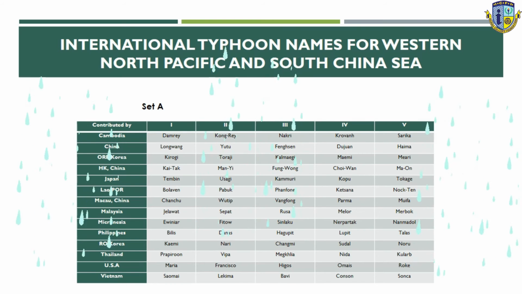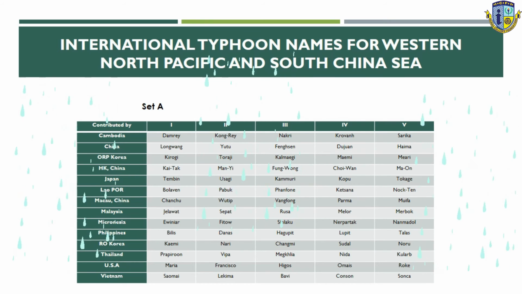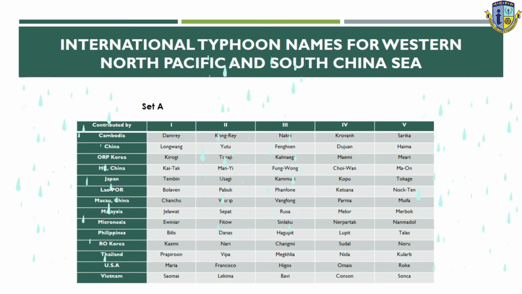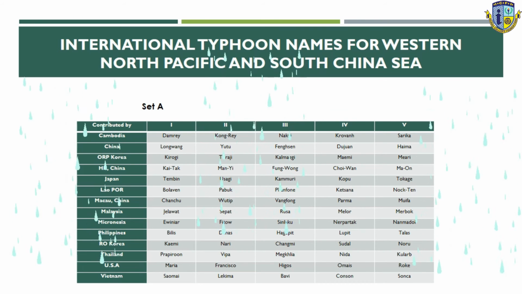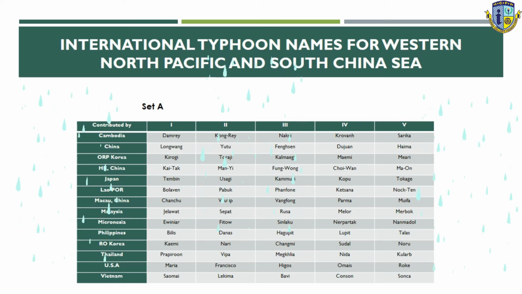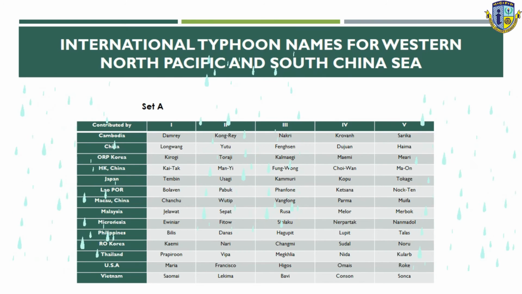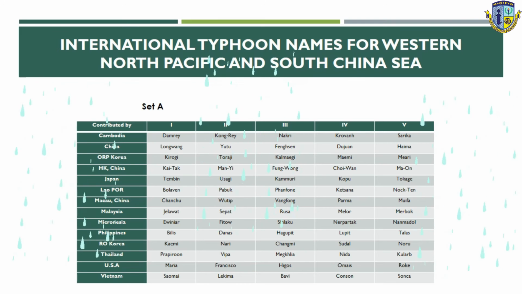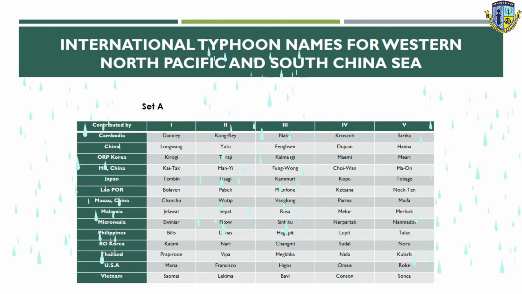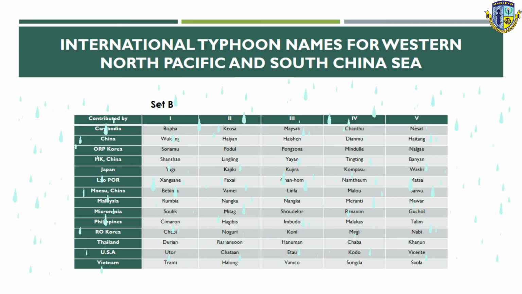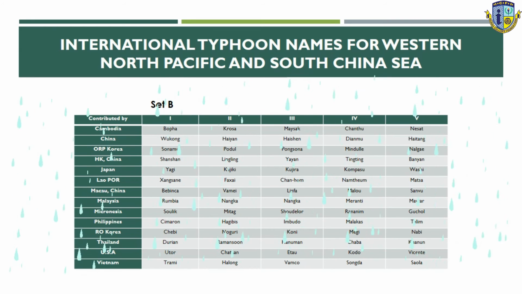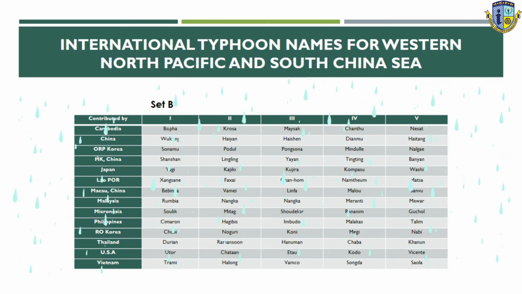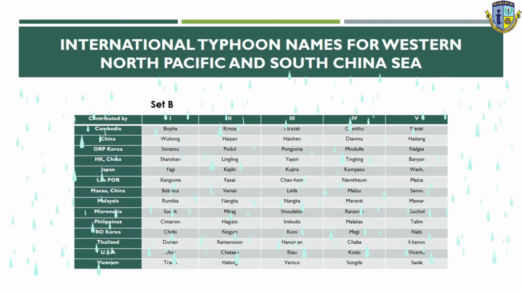And these member countries are Cambodia, China, Korea, Hong Kong and China, Japan, Laos, Macau and China, Malaysia, Micronesia, Philippines, Korea, Thailand, USA, and Vietnam. And this is the set B of international typhoon names for the Western North Pacific and South China Sea.